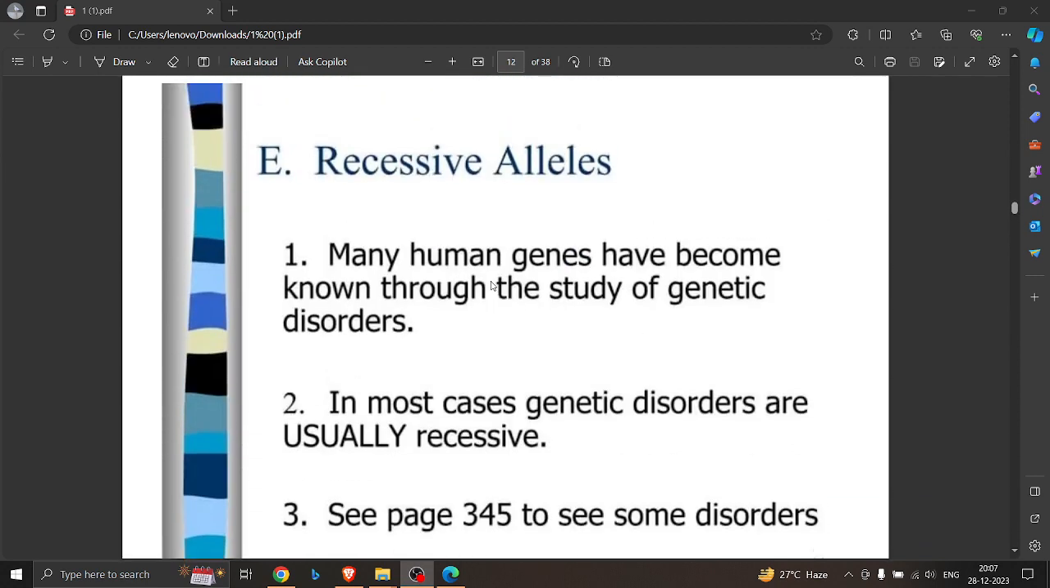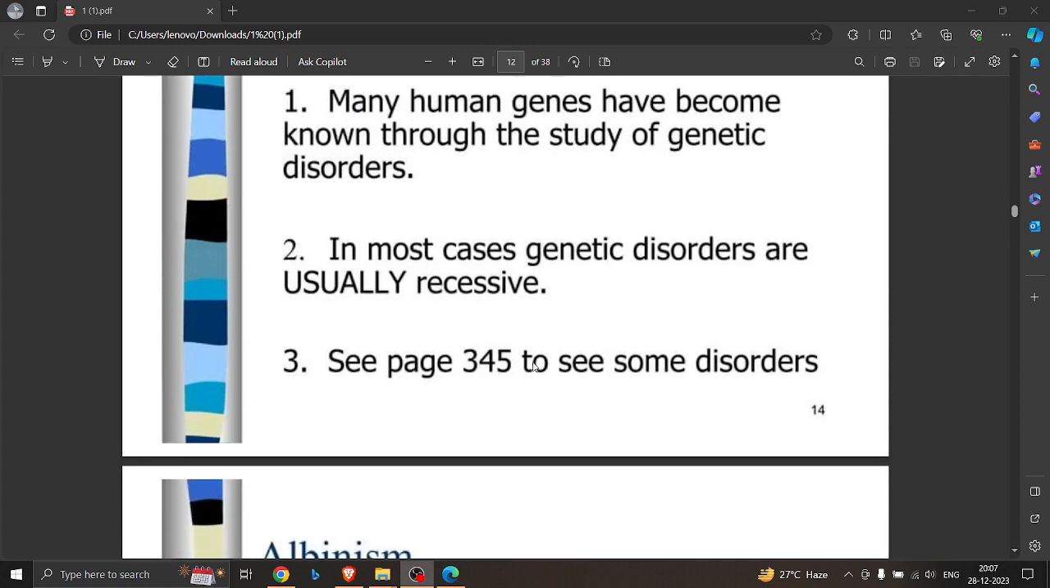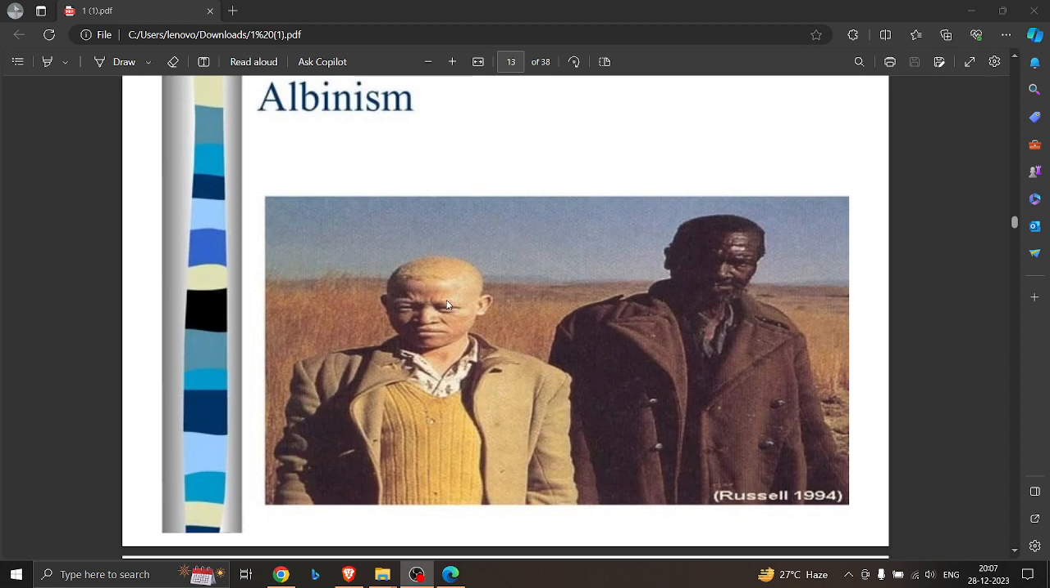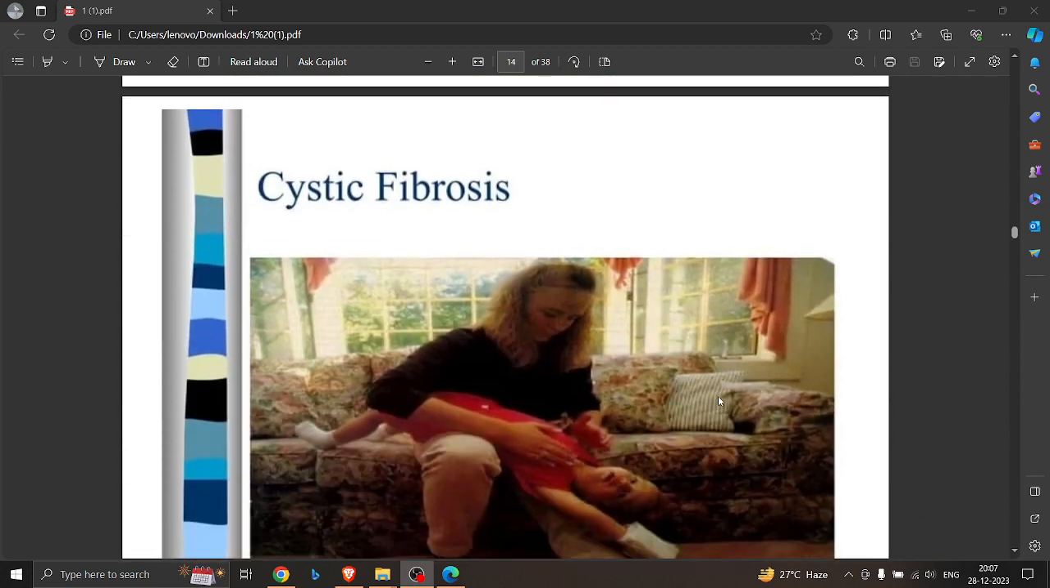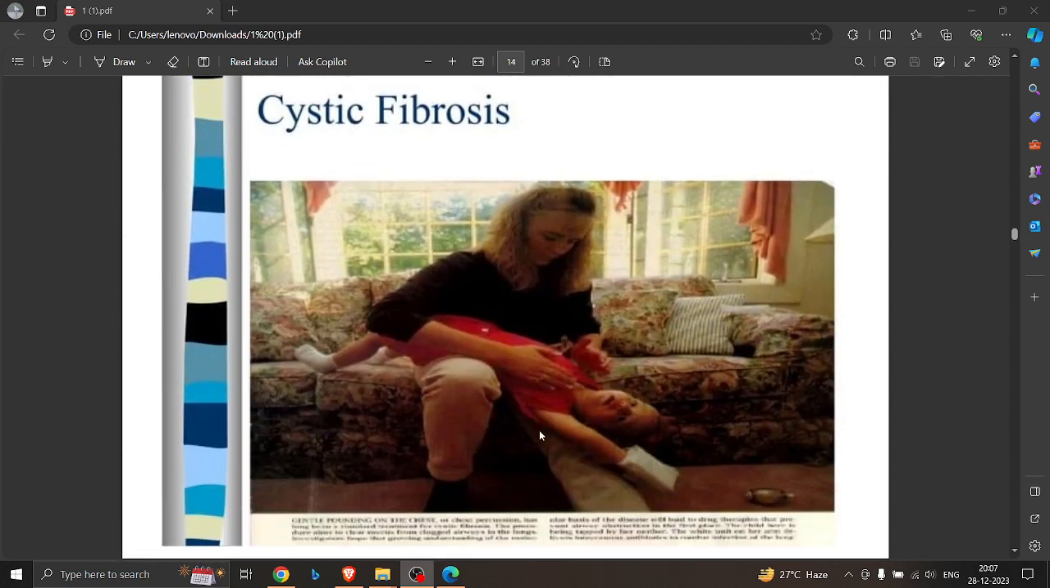So, what are recessive alleles? Many human genes have become known through the study of genetic disorders, as I told you all. In most cases, genetic disorders are recessive. This is one kind of genetic disorder, albinism. You can see the color. This picture illustrates that.